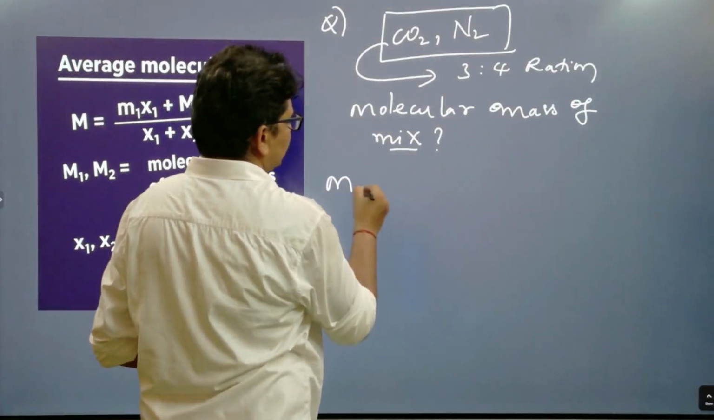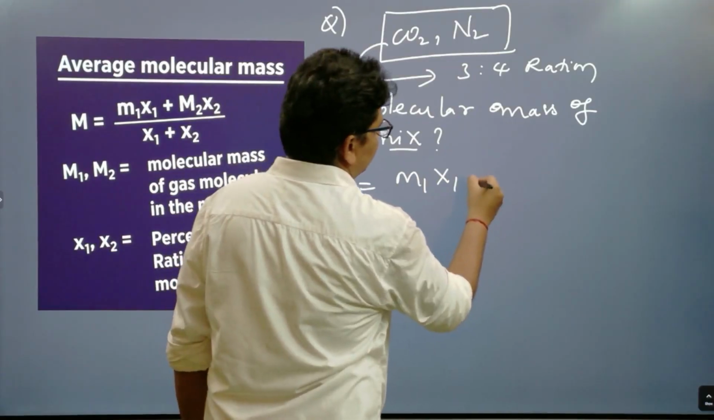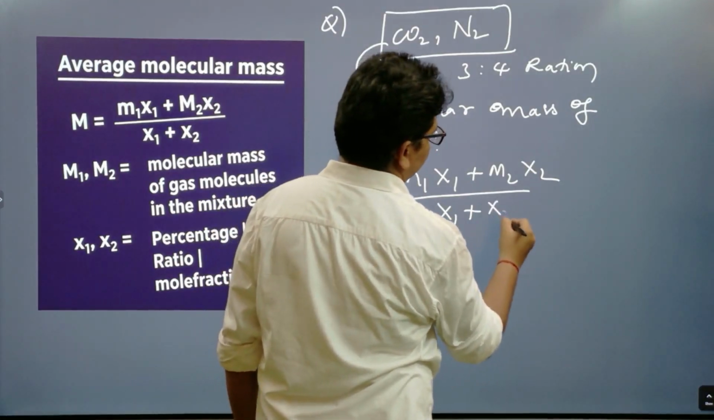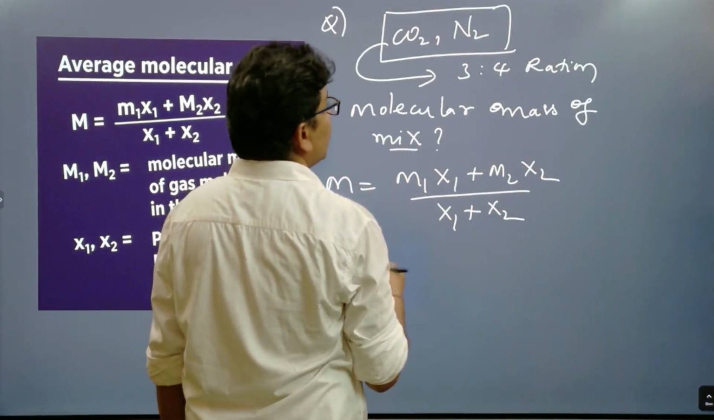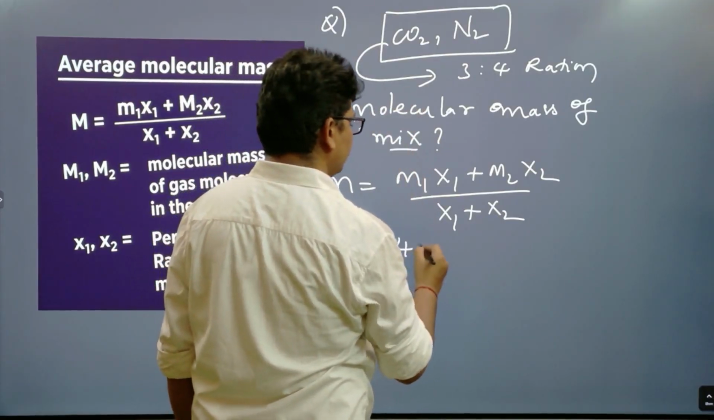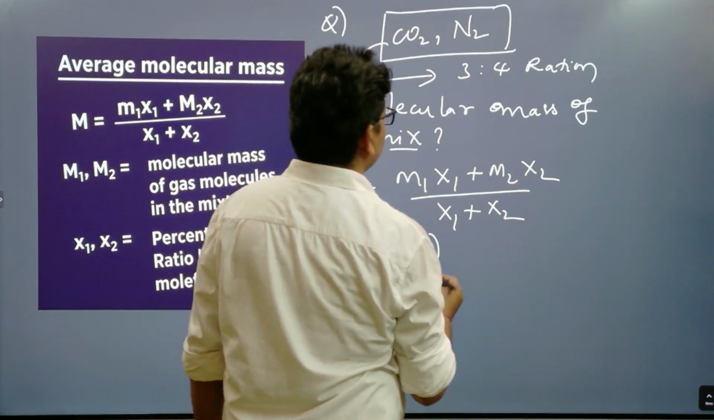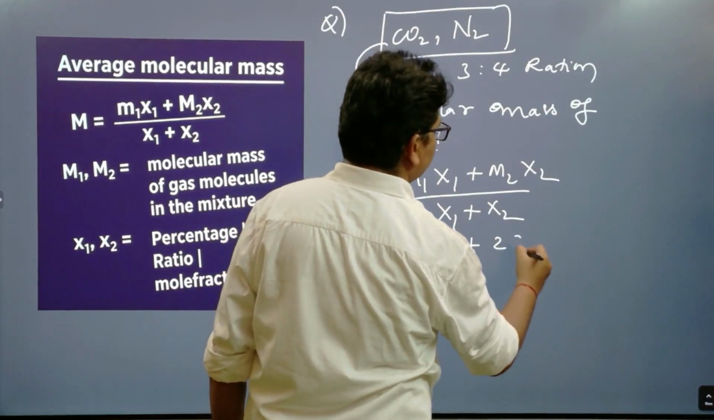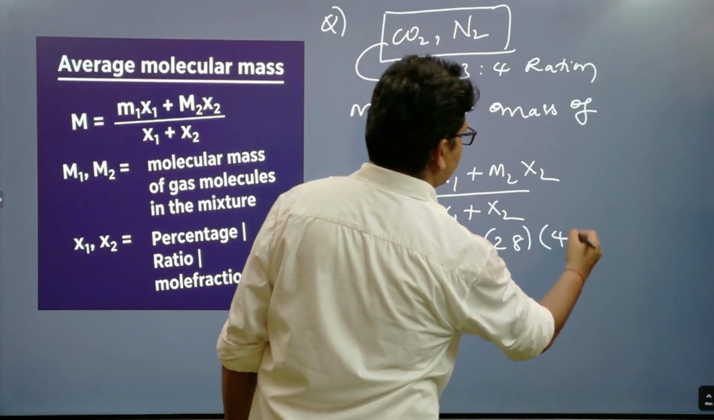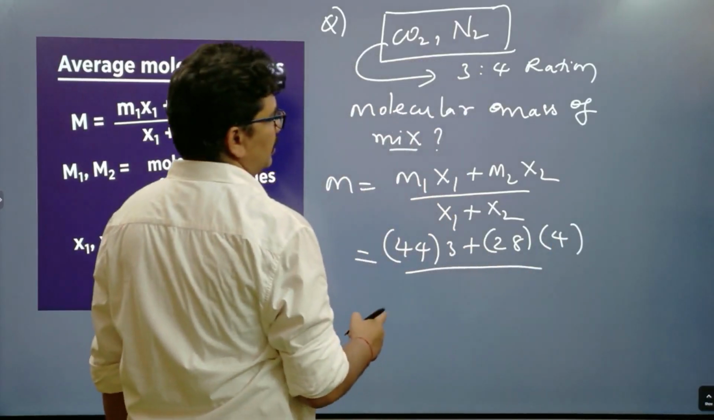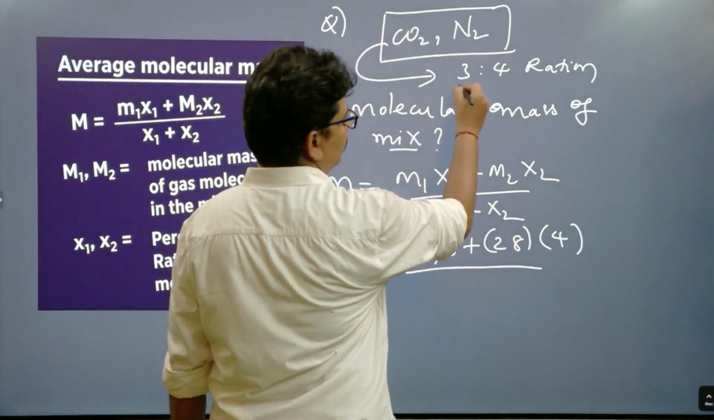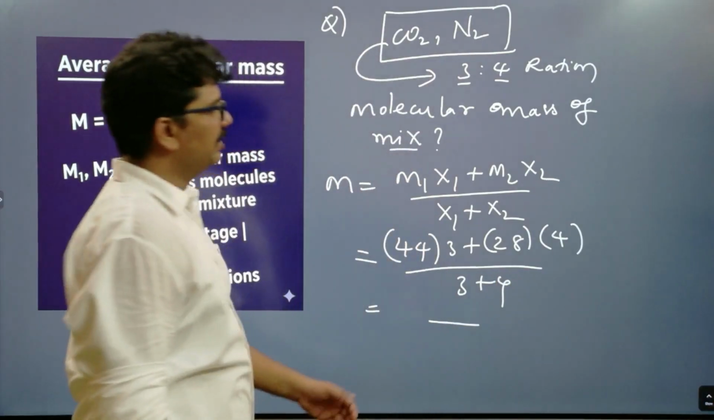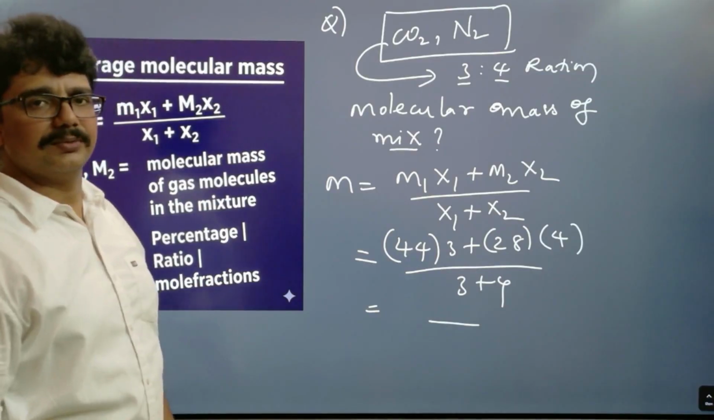Formula M is equal to M1x1 plus M2x2 divided by x1 plus x2. What is M1? Carbon dioxide molecule first gas, that is 44. And what is x1? 3:4 ratio, this is 3. And what is M2? Nitrogen molecular weight 28. And what is x2? That is 4. And divided by sum of the ratios 3 plus 4, that is 7. So by solving this, you will get average molecular mass or molecular mass of the mixture.